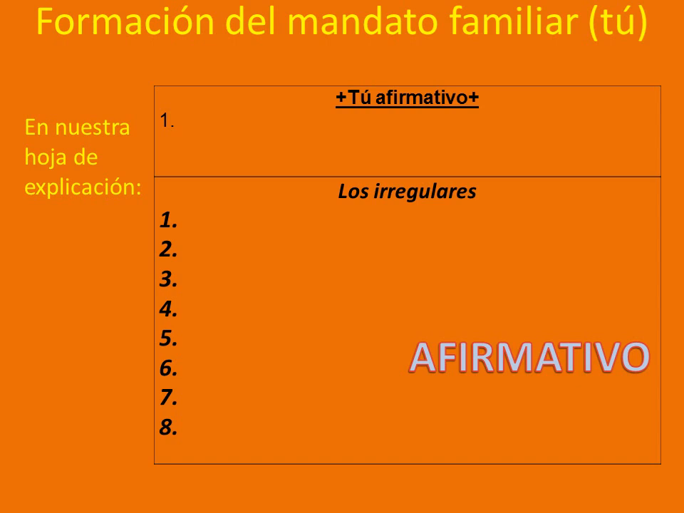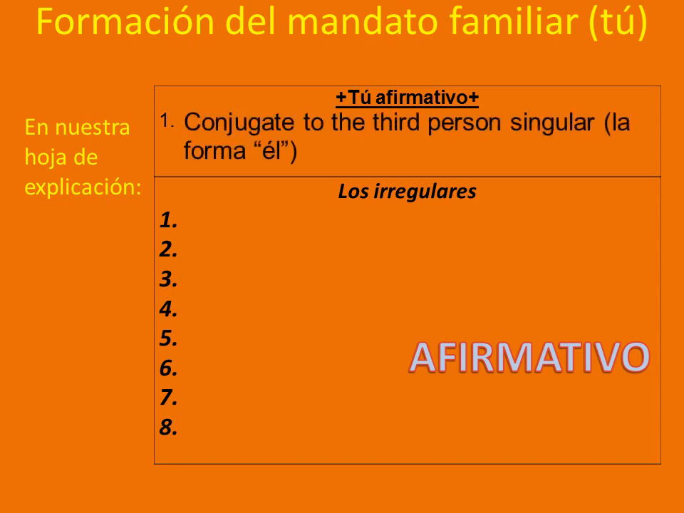The great news is there's only one step for conjugating these commands. Step 1, conjugate to the third person singular in the present tense. So you're going to conjugate any verb to the él or ella form, and that's going to be your mandato. So those are going to be our commands. If you want to tell somebody to eat, come. If you want to tell somebody to dance, baila.